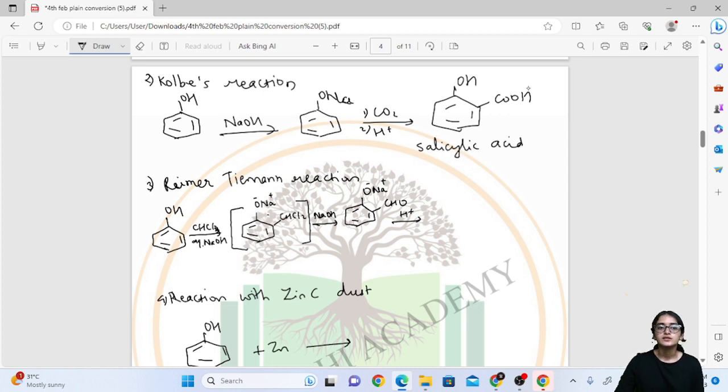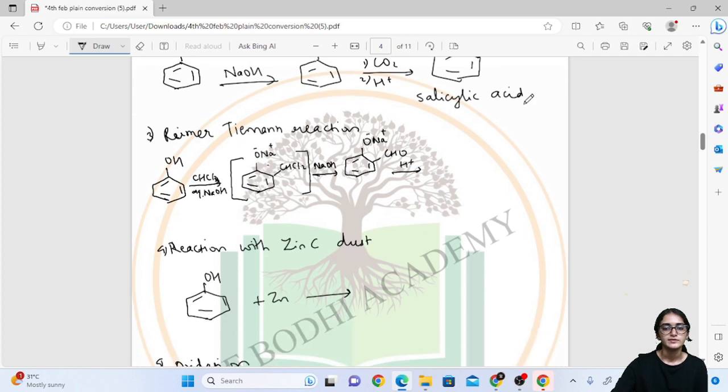Okay, so this reaction is very important and it is very common. It is asked every year in the exam. So this is the preparation of salicylic acid. You need to understand how it is prepared and what are the reagents that are being used here. It's not that difficult.